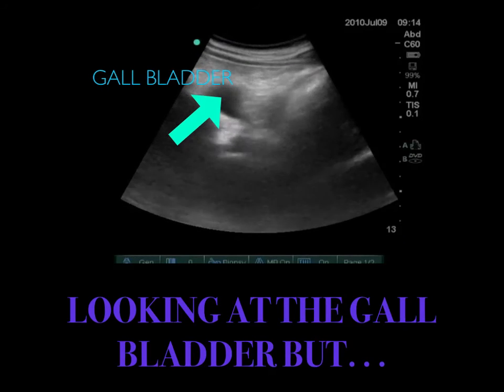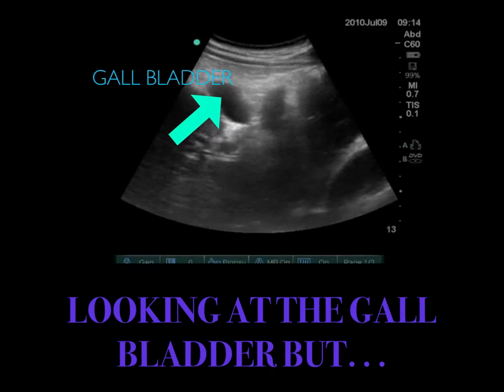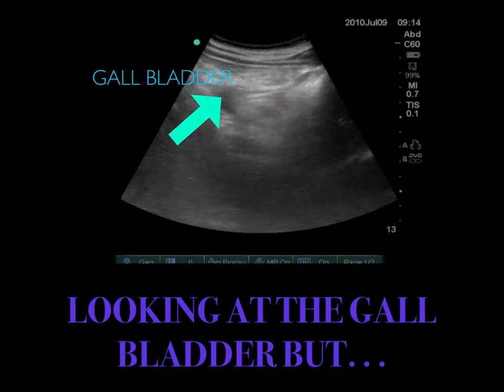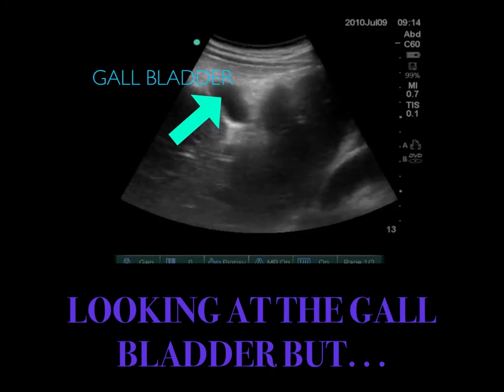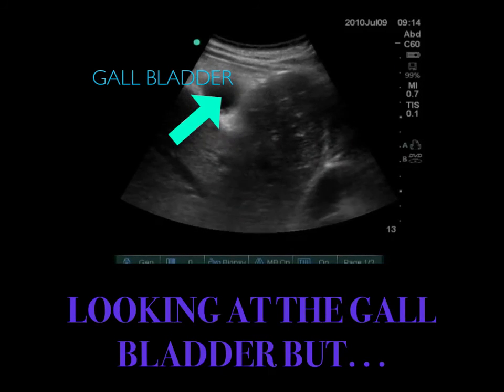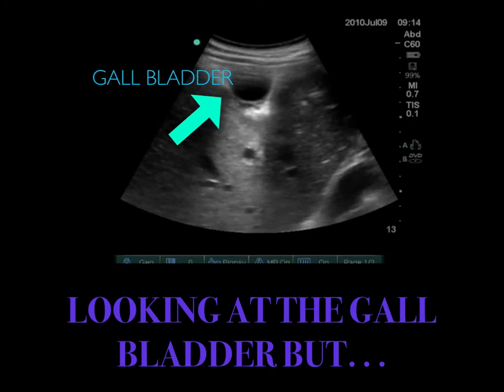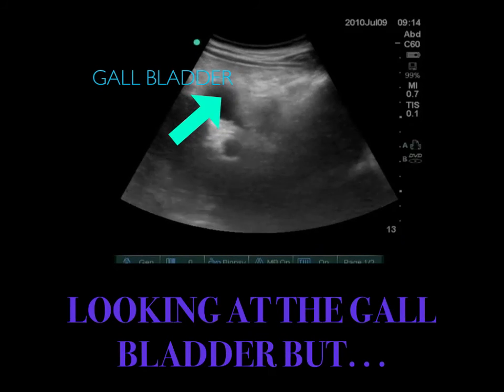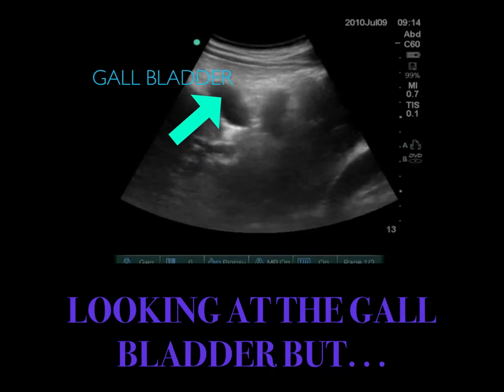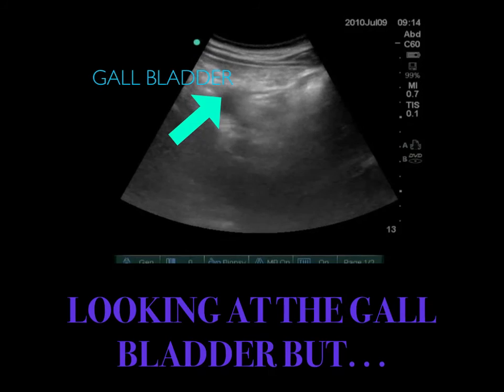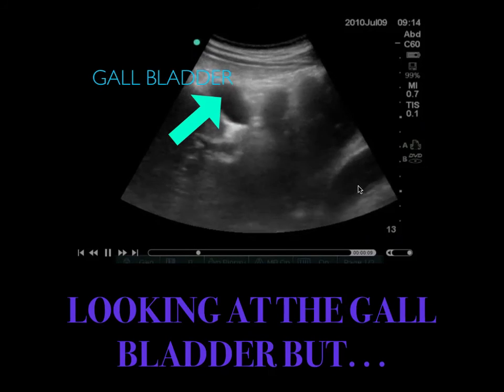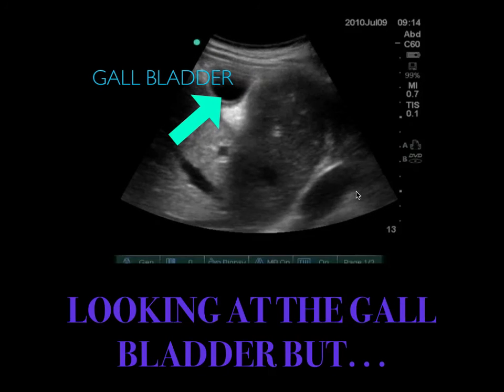This was an interesting ultrasound. This was a person who had pain, also had some shortness of breath, presumably from the right upper quadrant pain, and while the person was being scanned at their gallbladder, indicated by that arrow, there was something that was noticed in this corner over here. So we'll take a closer look at it.